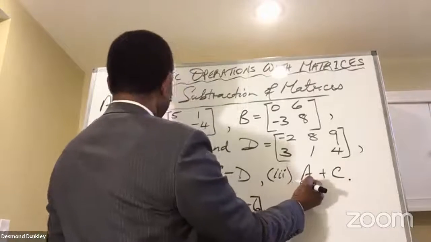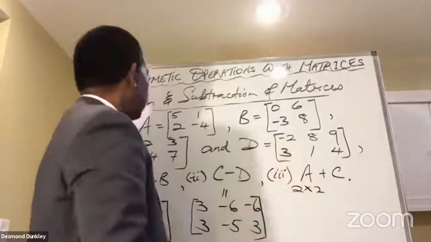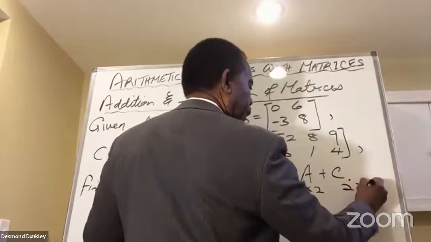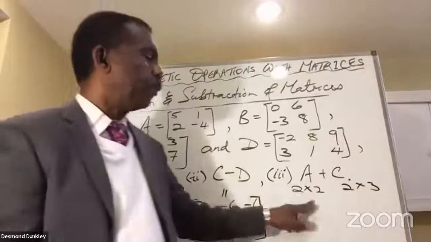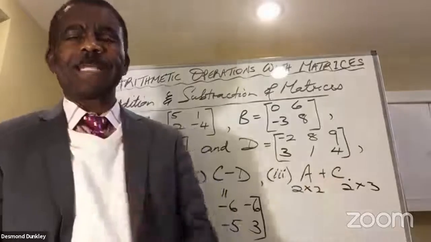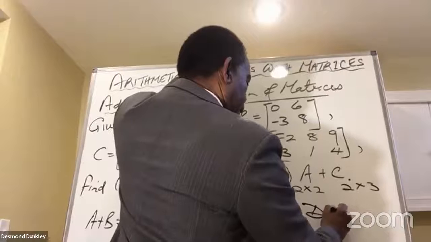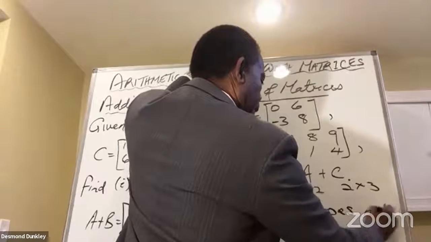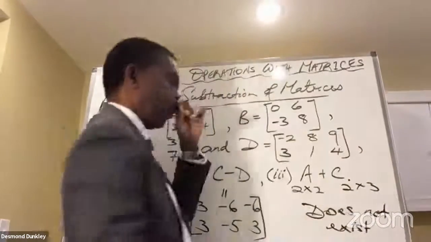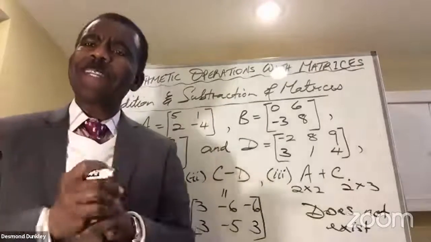This is matrix A. It's a 2 by 2. This is matrix C. It's a 2 by 3. So they have 2 different sizes. So therefore, does not exist. In other words, we cannot do that addition. It's not possible. So there you are.